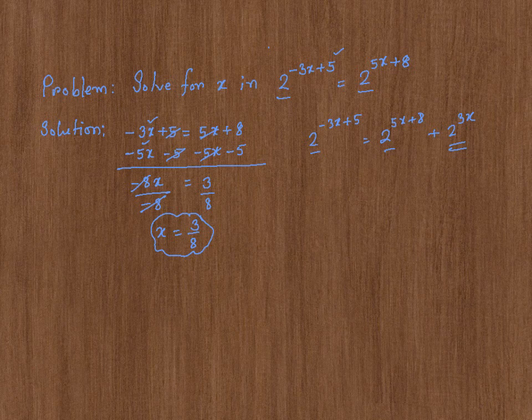You can only do this if you have something like this: some base raised to the power something is equal to the same base raised to the power something else. In this case, on the right hand side you have a sum of two exponential expressions. You couldn't say that negative 3x plus 5 is equal to 5x plus 8 plus 3x. That's unacceptable. So make sure that you don't generalize it. It works only for expressions of this type. I hope that this discussion was helpful. Thank you very much.